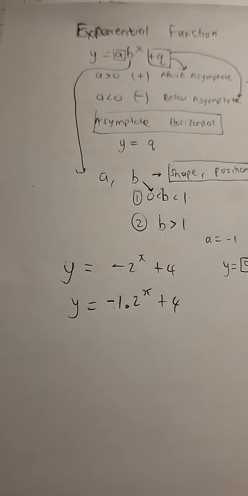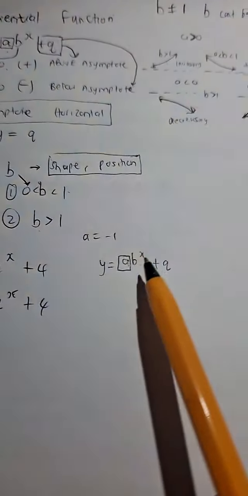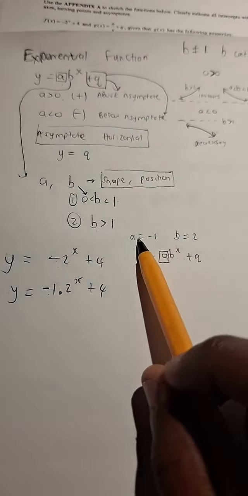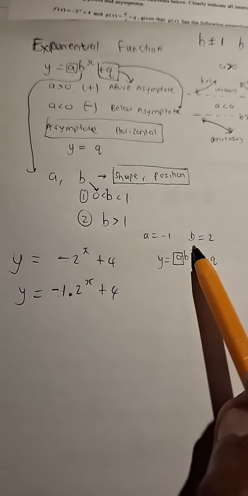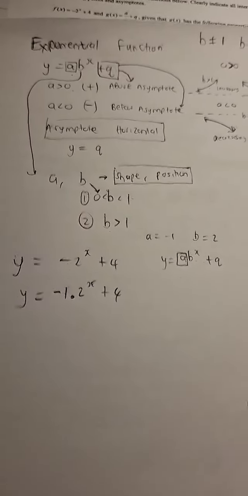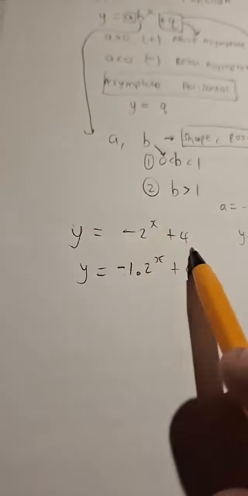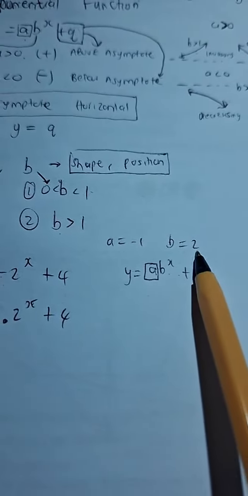So I hope that makes sense now. So we say a is negative 1. Our b value, on the other hand, is actually equal to 2. So a is negative 1, b is positive 2. All right, so I hope that makes sense now. So understanding that means if we unpack this function, because a is negative 1 and b is positive 2.